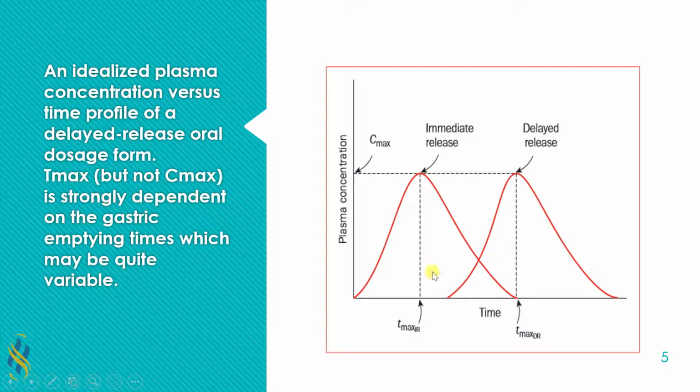The only difference is that the release of the immediate release drug was at the time when the drug was administered, whereas the release of the drug from the delayed release dosage form was time specific, or you can also say that it was at a specific time after the administration of the drug. So this is the Tmax for the delayed release dosage form, and this is the Tmax for immediate release dosage form.